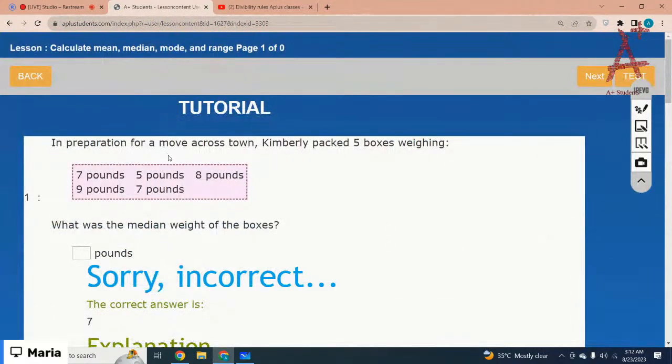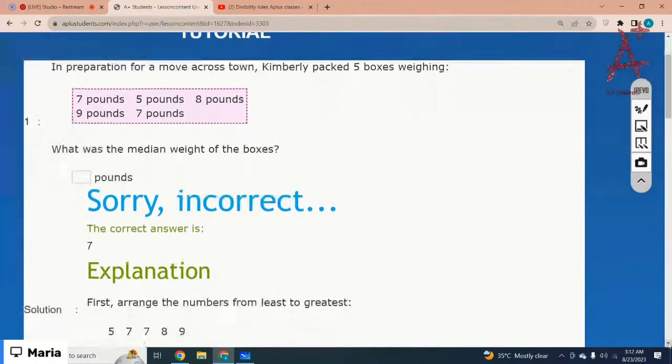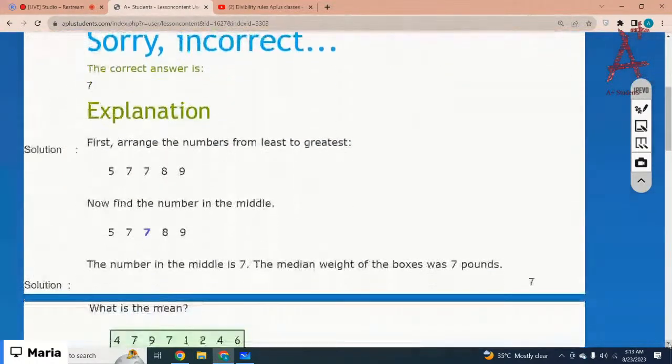In preparation for a move across town, Kimberly packed 5 boxes weighing 7 pounds, 5 pounds, 8 pounds, 9 pounds, and 7 pounds. What is the median of the weight of the boxes? So you have to calculate the median. Whenever you calculate the median, first of all, you have to arrange the numbers from least to greatest. So let's arrange them.